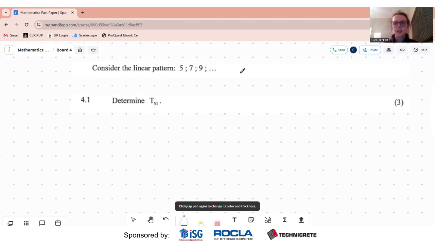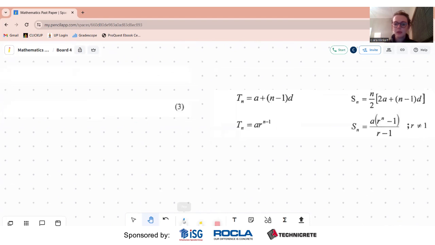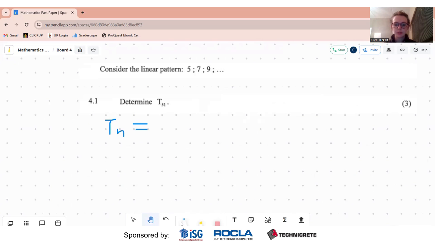Now, it's obvious here that it will take us a very long time to keep adding the constant difference to try and find T51. So we need to find the general term, Tn, the formula for the sequence, and then substitute n equal to 51 into this formula. The formula of the general term for a linear sequence is given by a plus n minus 1 times d. I'm going to copy that down.